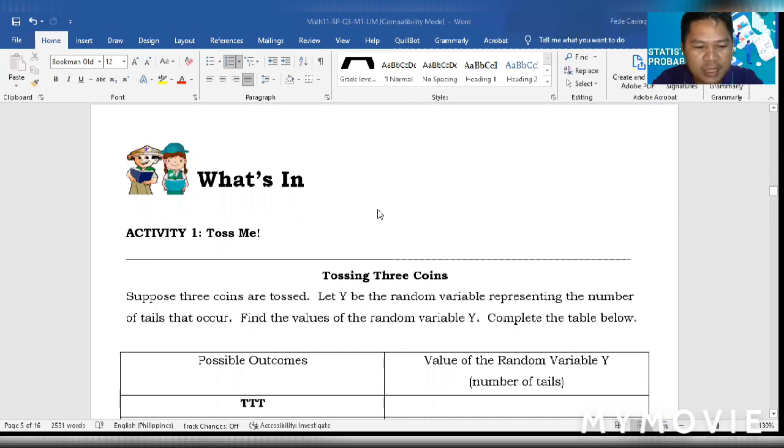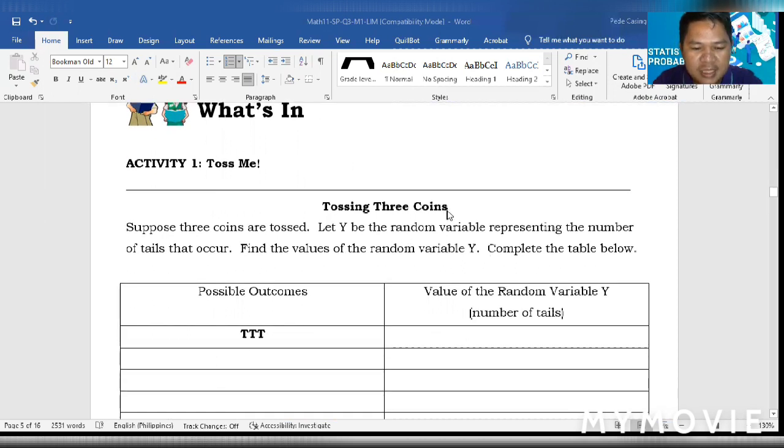You can also answer Activity number 1, Tossing 3 Coins. Suppose 3 coins are tossed. Let Y be the random variable representing the number of tails that occur. Find the values of the random variable Y. Complete the table below. So we have here 3 coins.